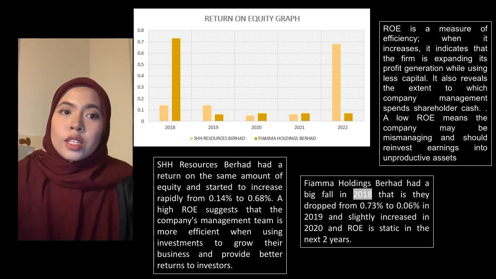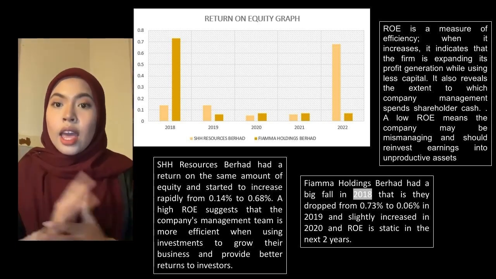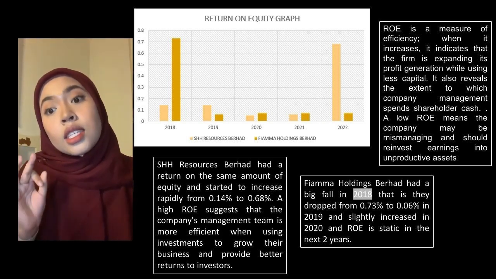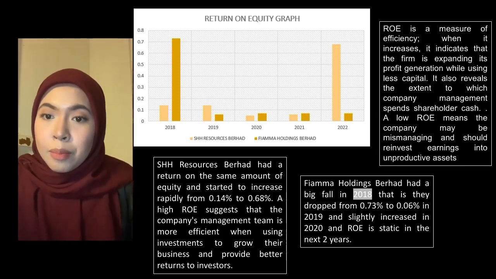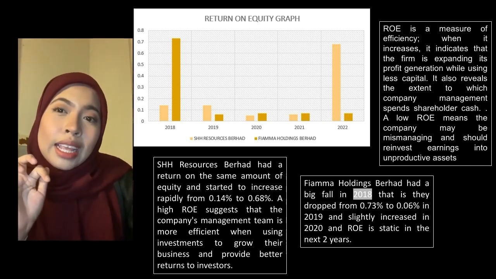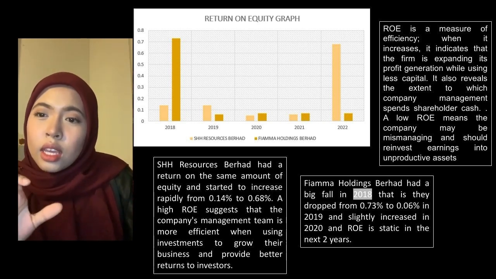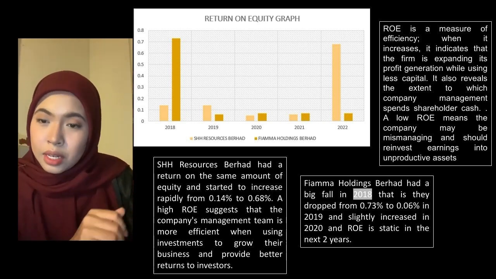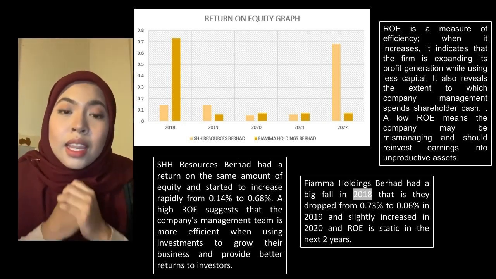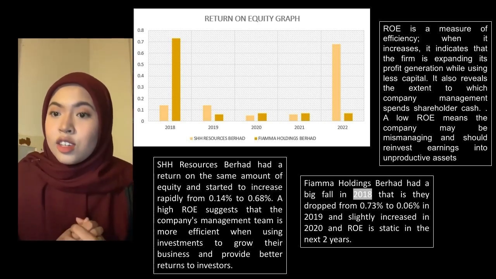SHH Resources Berhad had a return on the same amount of equity and started to increase rapidly from 0.40% to 0.80%. A high ROE suggests that the company management team is more efficient when using investment to grow their business and provide better return to investors.